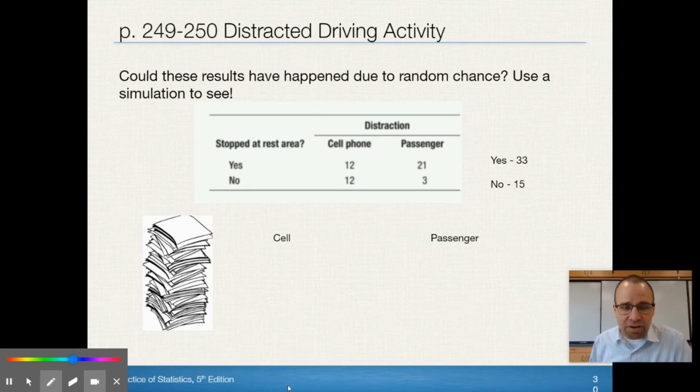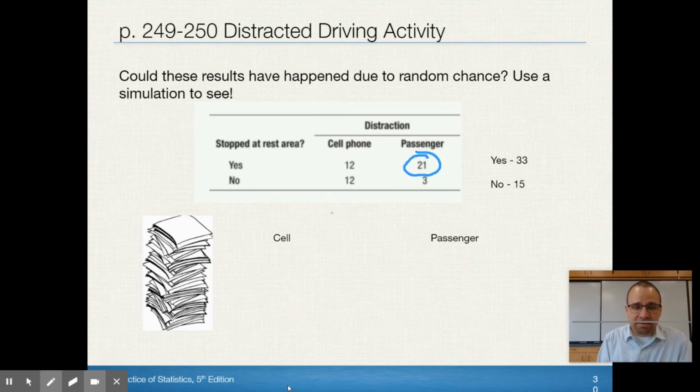If you were on your cell phone, there were 12 people that did not stop at the rest area, versus if you weren't on your cell phone, it was just a passenger in the car, only 3 missed it. And this makes me think that if you were on your cell phone, you're definitely more likely to miss the rest area. But the question is, is that due to just random chance? Could that have happened just randomly? So the activity is about this.